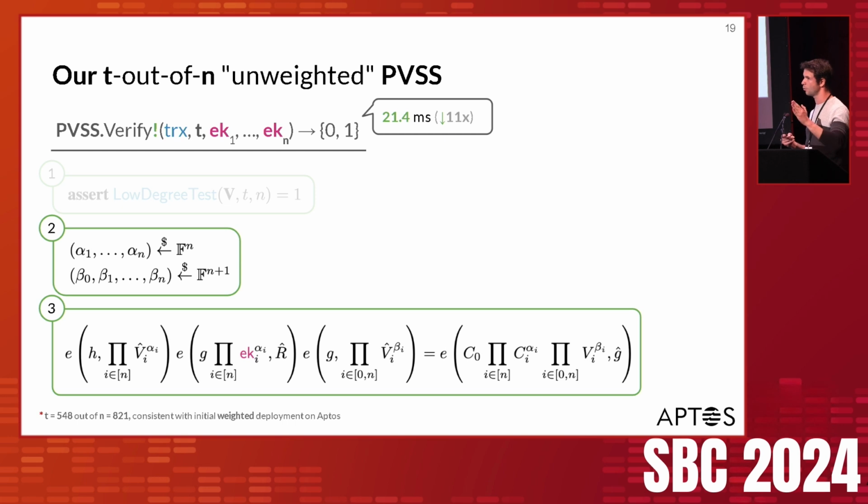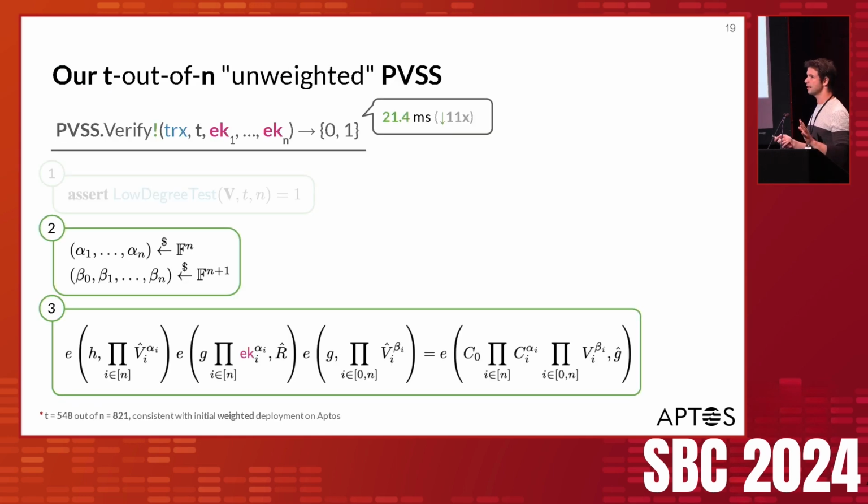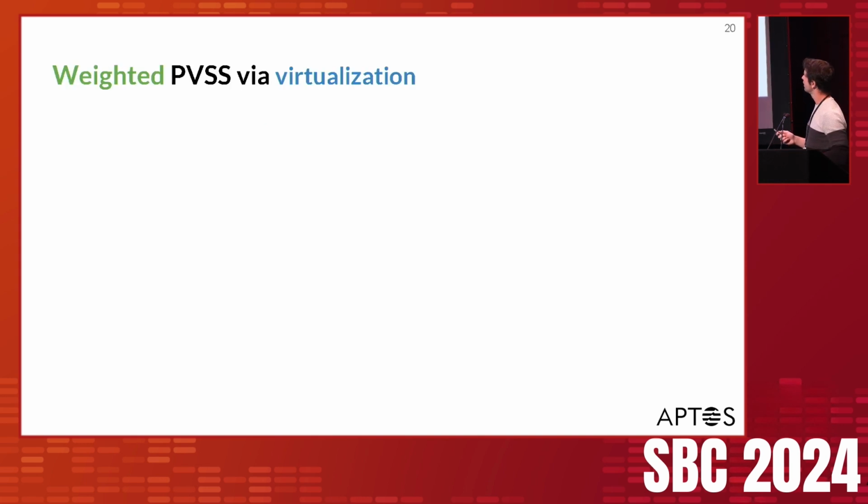So each player deals once, but each player could verify up to T transcripts. So verification time is way more important. Okay, so that was unweighted PVSS, and we know how to go from unweighted PVSS to unweighted DKG. If I have a weighted PVSS, the same transformation will apply, more or less. How do I get a weighted PVSS? The answer is I'm just going to use the most naive approach you can imagine, virtualization.